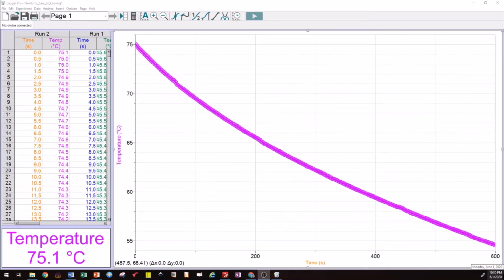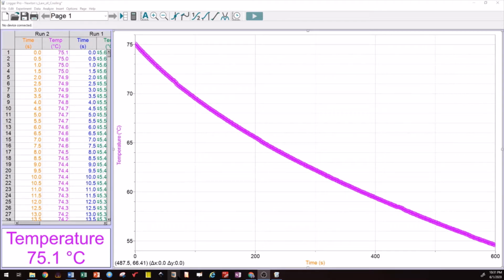Okay, here's the data that I collected with the little black film can, some 75 degree Celsius hot water, a Vernier temperature probe, and a LabQuest 2. I've taken the data and I've imported it into the computer, and I'm looking at it in Logger Pro, which is Vernier's computer software for data analysis. Notice I collected data for about 10 minutes, 600 seconds, and there are 2 samples collected every second.